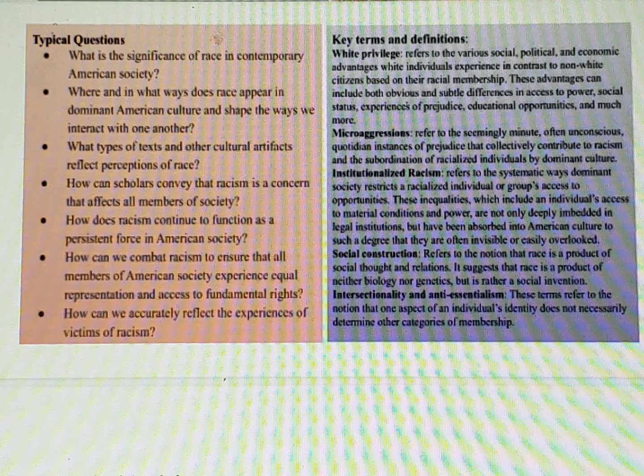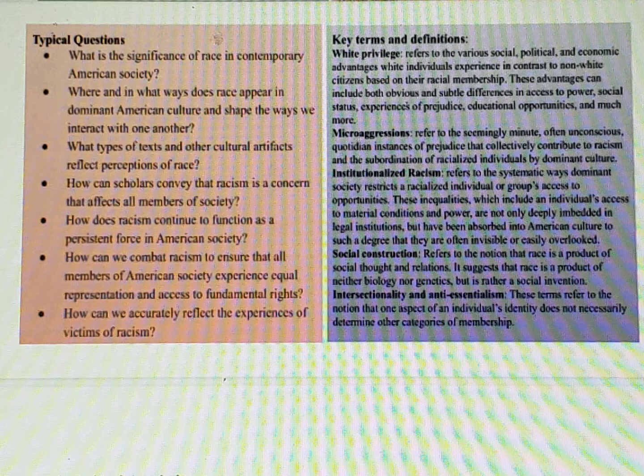Typical questions of the theory include: What is the significance of race in contemporary American society? Another one is: where and in what ways does race appear in dominant American culture and shape the ways we interact with one another? Third, what types of texts and other cultural artifacts reflect perceptions of race? Fourth, how can scholars convey that racism is a concern that affects all members of society? How does racism continue to function as a persistent force in American society? How can we combat racism to ensure that all members of American society experience equal representation and access to fundamental rights? And lastly, how can we accurately reflect the experiences of victims of racism?